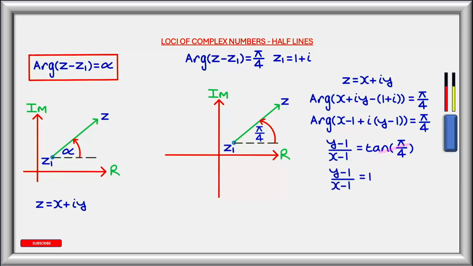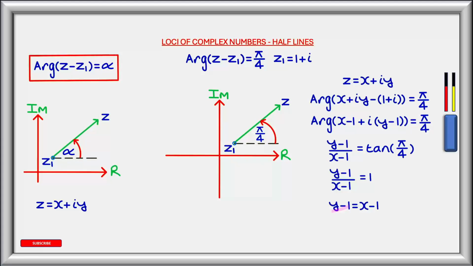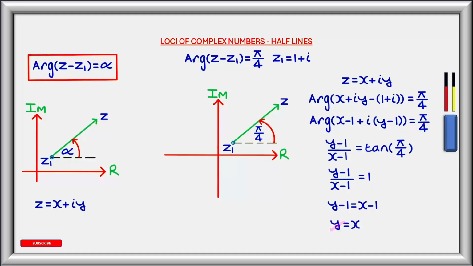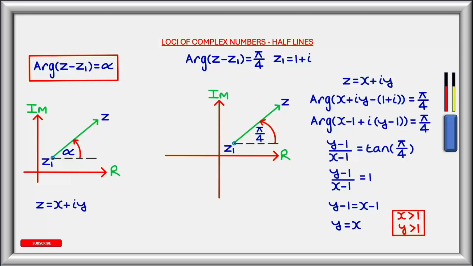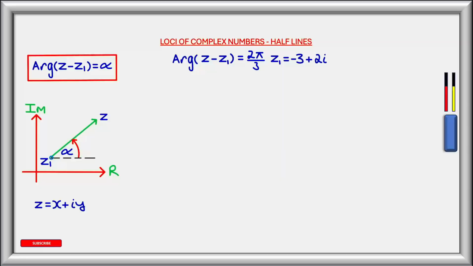And so the tangent of pi by 4 equates to 1. So we have y minus 1 divided by x minus 1 is equal to 1. It follows, therefore, that y minus 1 is equal to x minus 1, and therefore y is equal to x. And this is for all values of x and y that are greater than 1. And it cannot be true for values of x and y which are less than or equal to 1, because in this case, the half-line starts at the coordinates where x is equal to 1 and y is equal to 1.